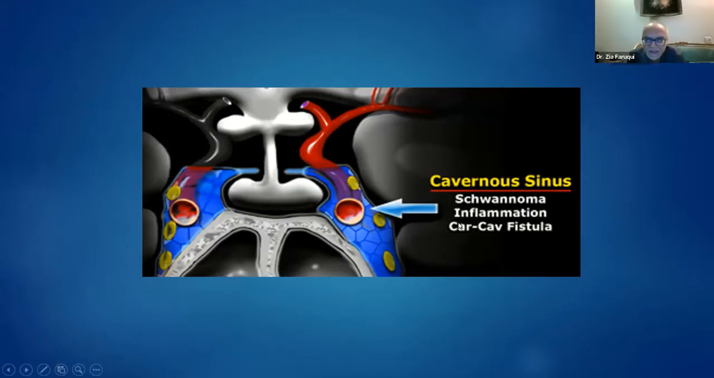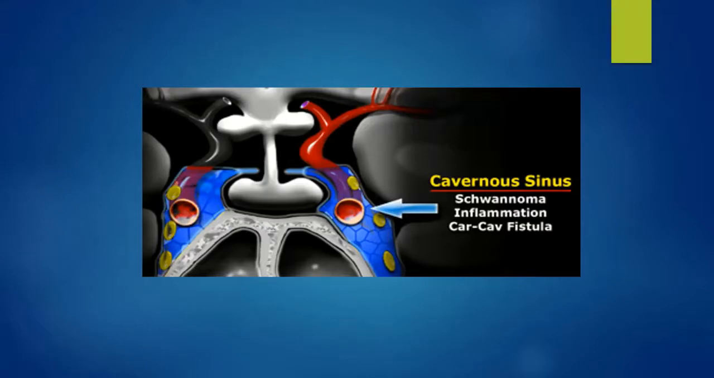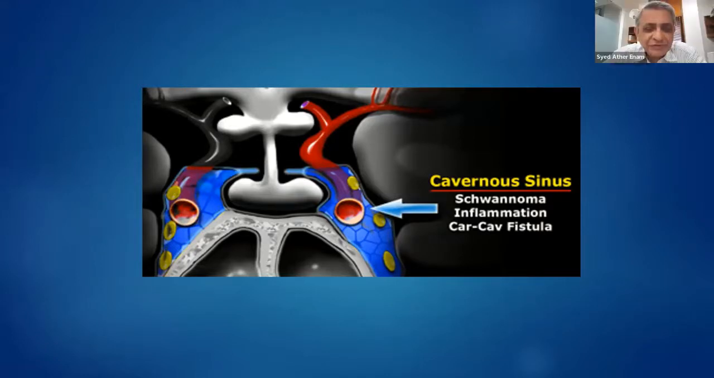Okay? We can have inflammation, we can have a fistula, and we can have schwannomas. So what does that tell you? What is running here which can give rise to a schwannoma? These aggressive questions, one dropped out. Anyway, so we move on.